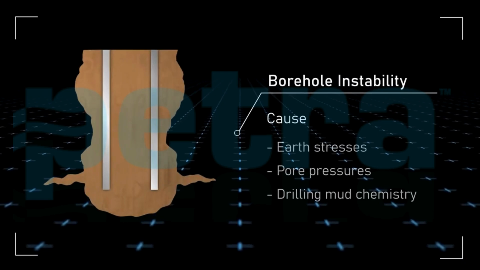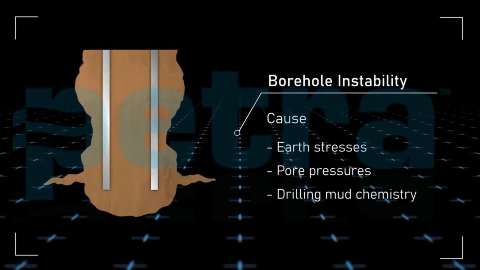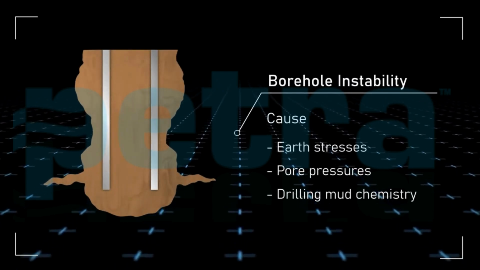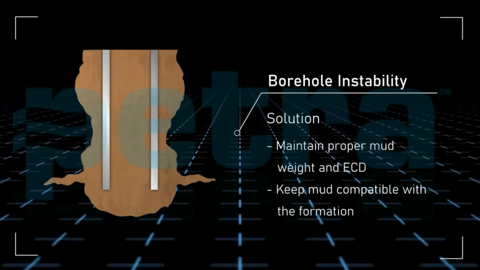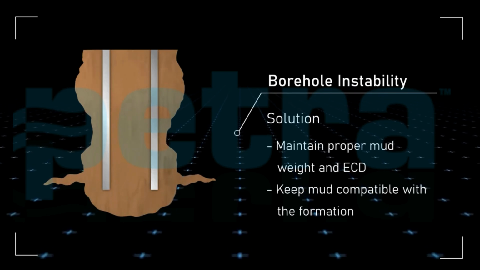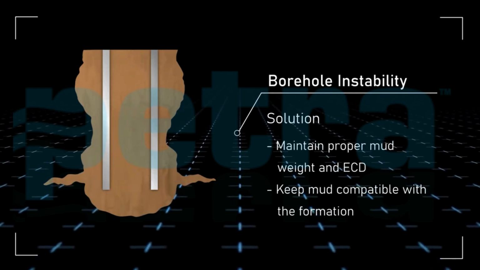Borehole instability is often associated with rock failure due to earth stresses, unsuitable circulation pressures, and chemical interactions between the mud and formation. Mud engineers treat borehole instability by maintaining proper mud weight and ECDs and keeping the mud compatible with the formation.